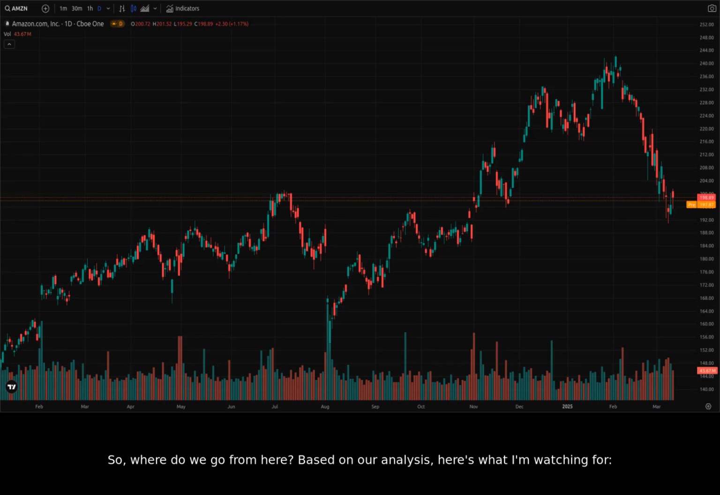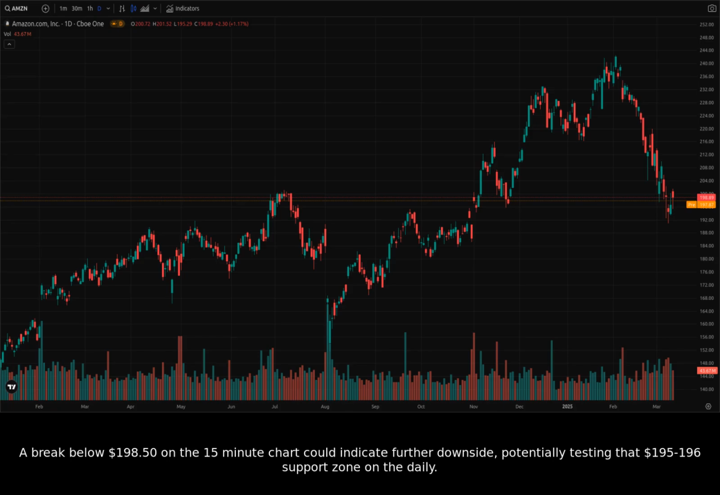So, where do we go from here? Based on our analysis, here's what I'm watching for. A break below $198.50 on the 15-minute chart could indicate further downside, potentially testing that $195 to $196 support zone on the daily.